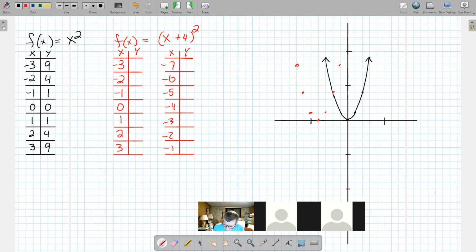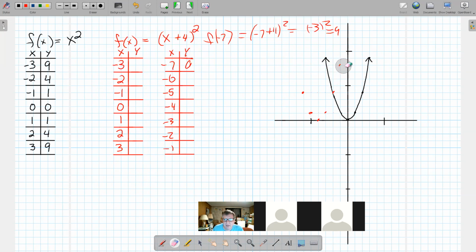Let me prove it to you, okay? Let's find f of -7. F of -7 equals -7 plus 4 squared, which is -3 squared, which is 9. Oh, -7, 9. Oops. Sorry about that. My mistake. I plotted it at the wrong place.